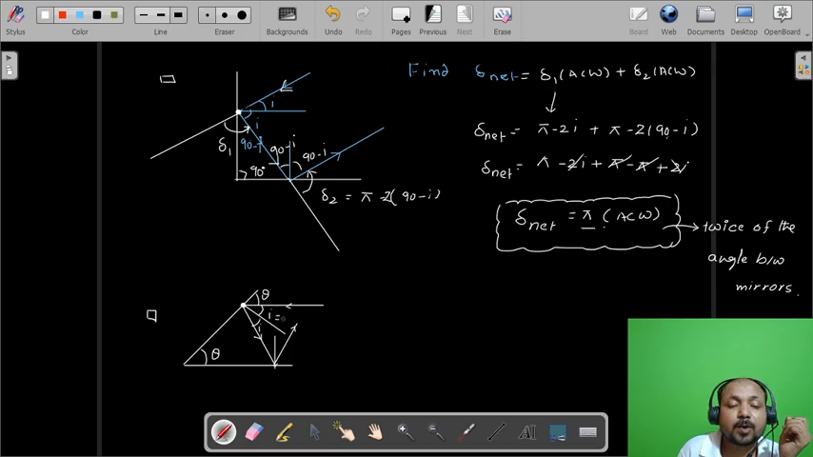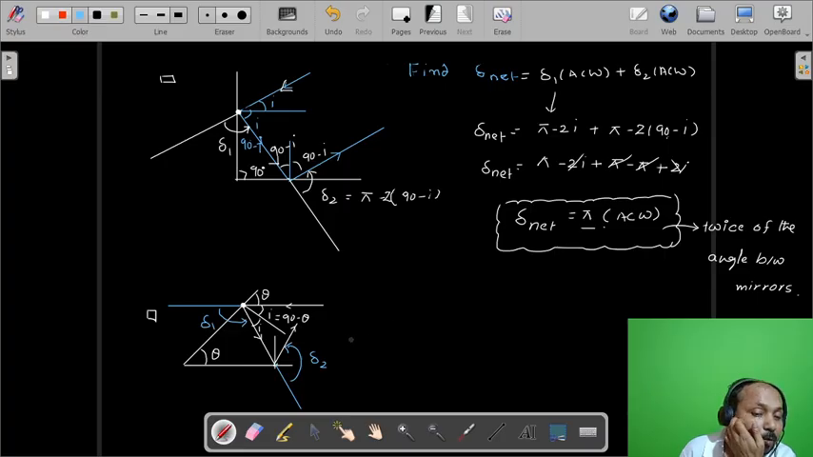This will equal to how much? 90 minus theta. Okay, so here, just tracing the rays, one and here another. Okay, so here we can write that this angle is anti-clockwise, which is del 1. This angle is again anti-clockwise, which is del 2. So del 1 and del 2 both are anti-clockwise.